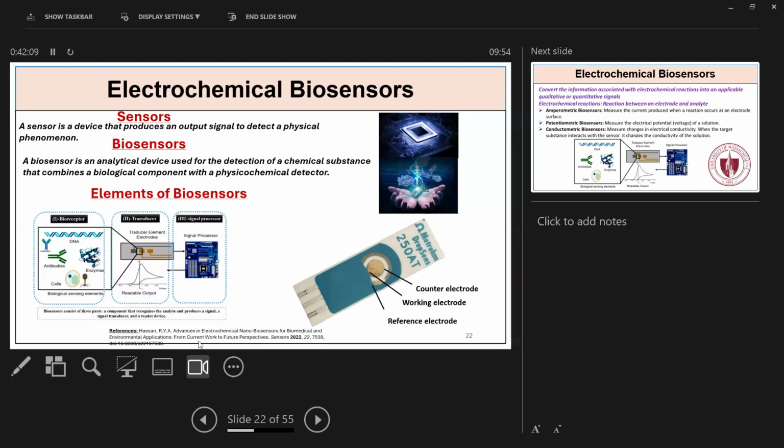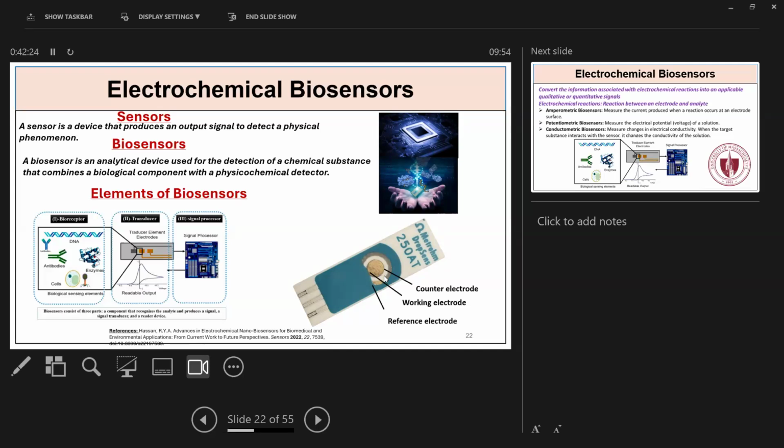So we usually, as I mentioned, for electrochemical measurement sensors, use this type of chip or electrode. You can see the working electrode. The working electrode is the gold electrode.